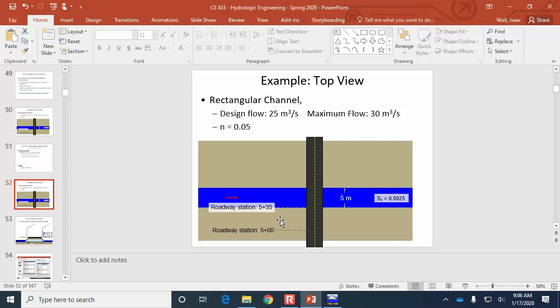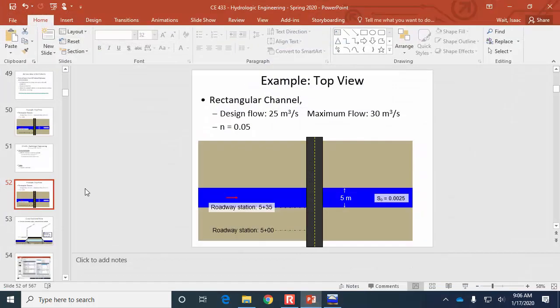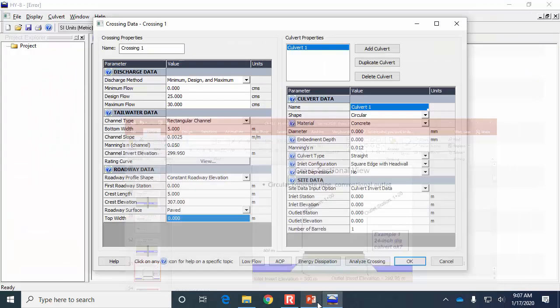In other words, we've got 2 lanes we can see, but it wants to know, if the water's flowing over the top of that, how much contact area is there. And so the top width of the road we can get from this, where it was saying inlet station 1+00, outlet station 1+20. It looks like the paved section is most of that culvert length. So let's just say that it's 20 meters in width.